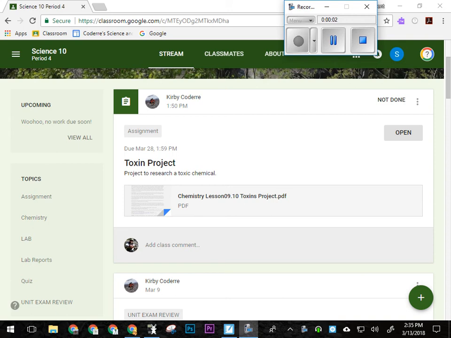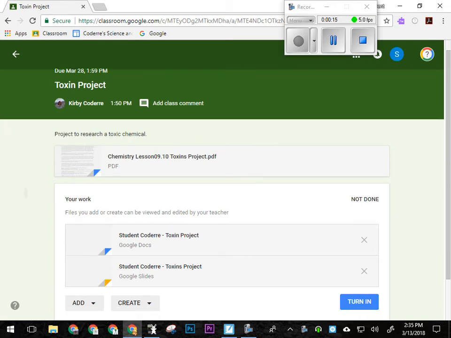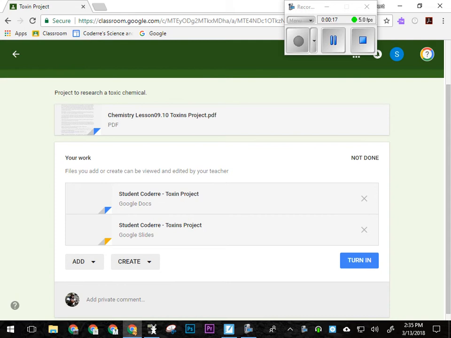All right, so I'm going to outline how this toxin project is going to work. Obviously, it's in the stream already. When you open it up, there's the outline sheet, which I'm going to be going over here, so you can look at that when you need to. It basically just outlines what you're going to have to do, and then you have a choice.